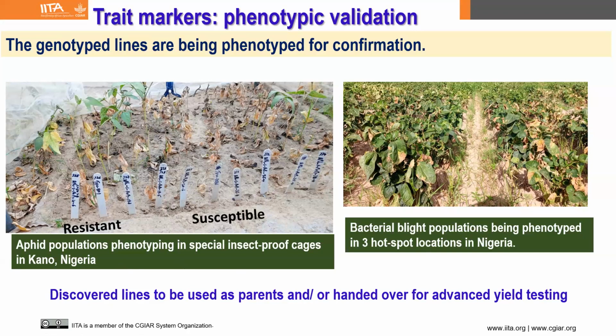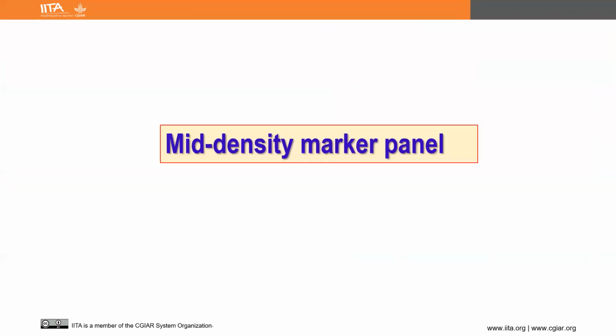The lines coming from those are going to be handed over for advanced yield trial, or some of them that are really consistent will be used as parents in the breeding program to improve these two traits. So that's how we've gone with the low density marker panel.